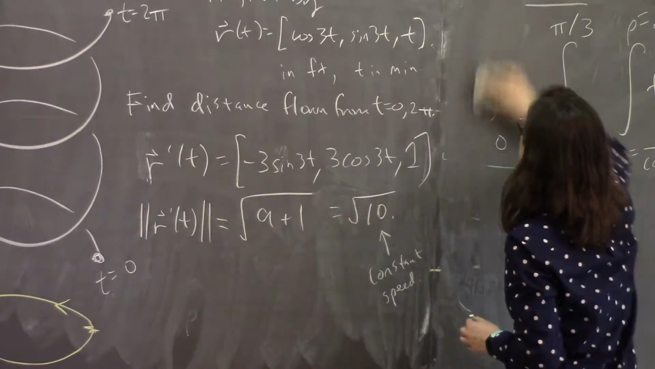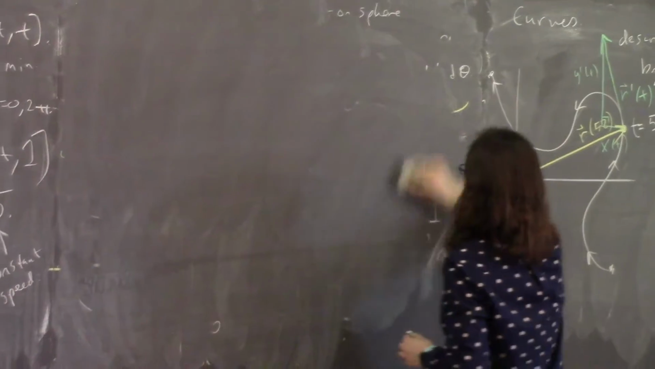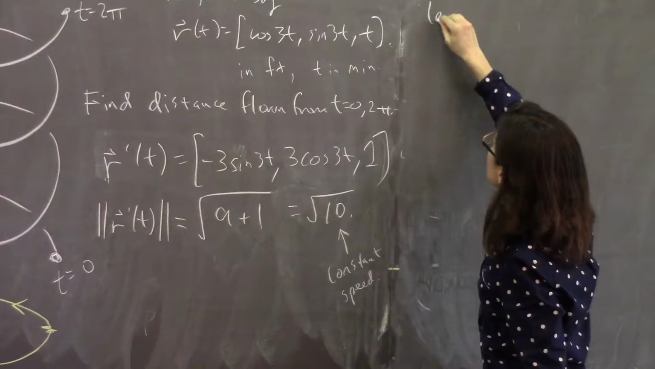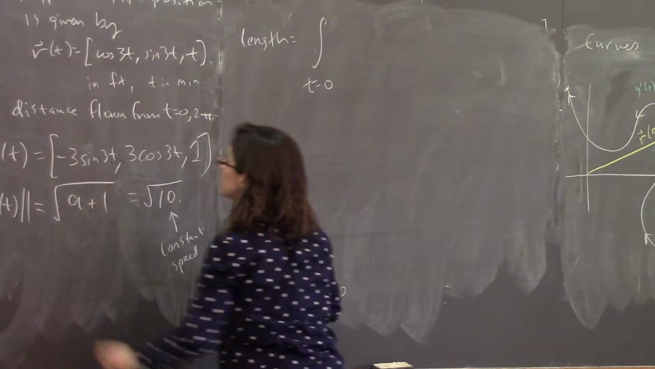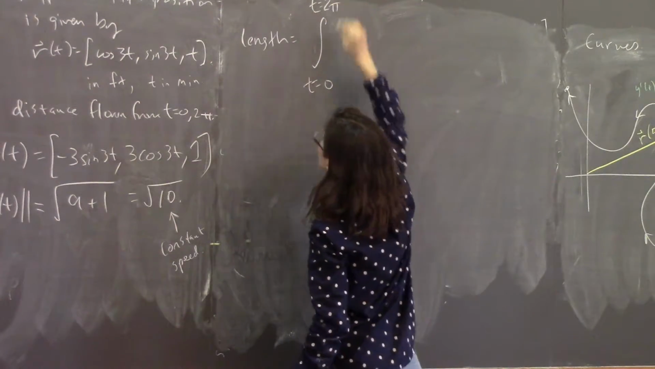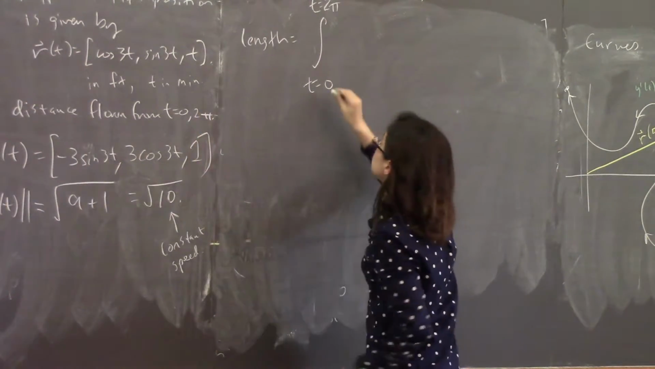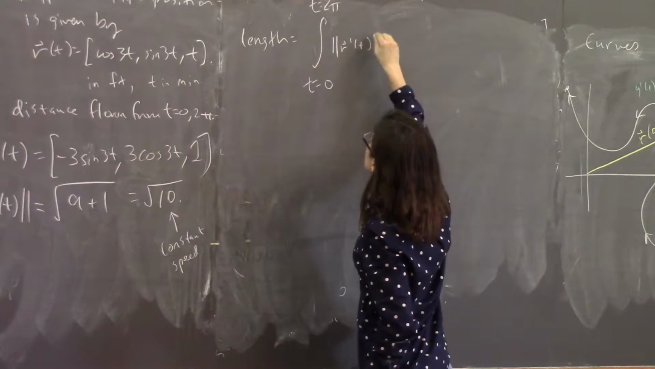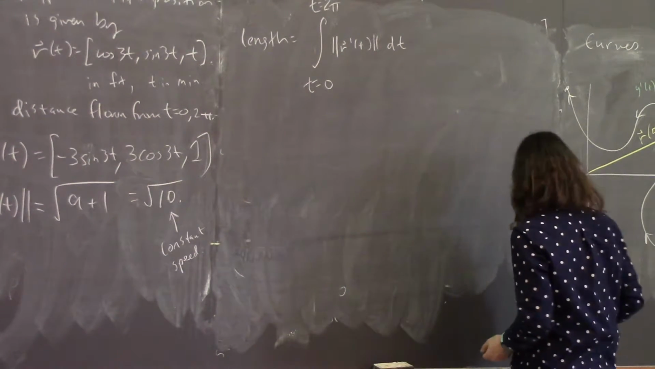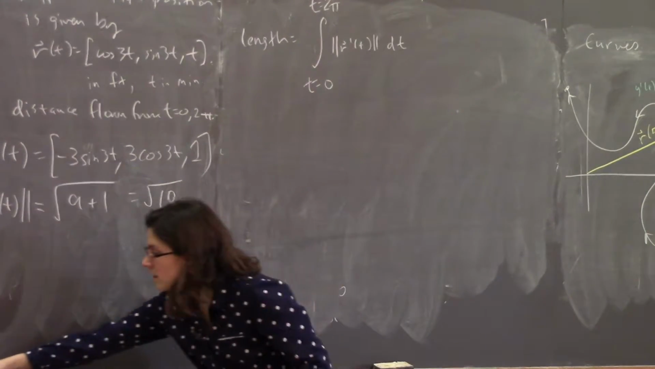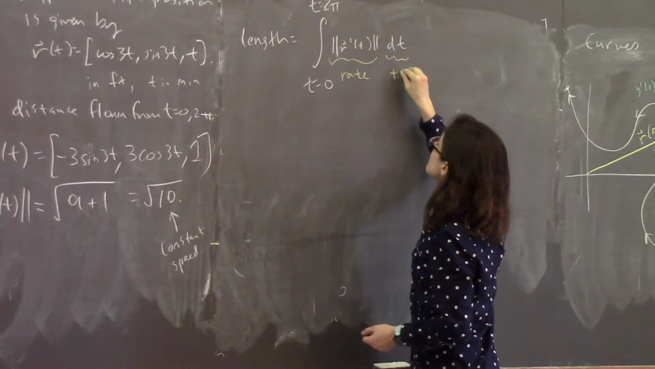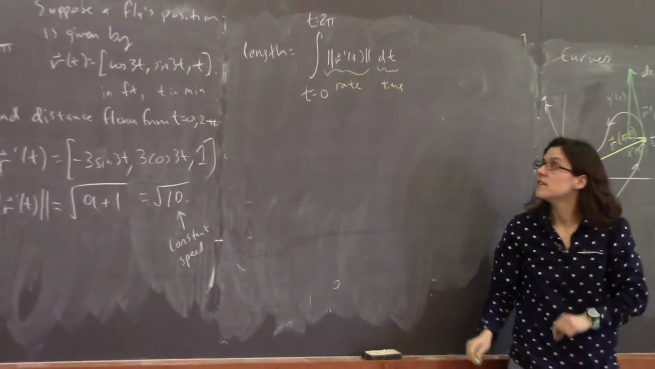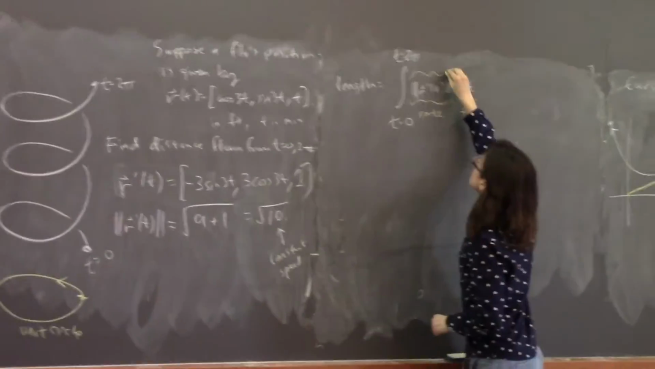OK, so let's integrate to find the length. The length is the integral from t equals 0 at the bottom to t equals 2 pi at the top of the magnitude of r prime of t dt. And again, this part is the rate, and this part is the little time increment. So rate times time gives us the whole distance.